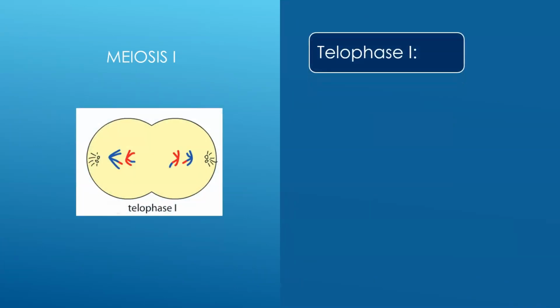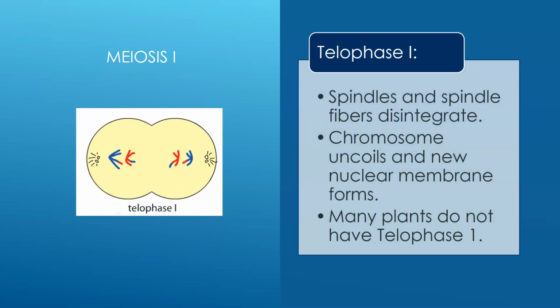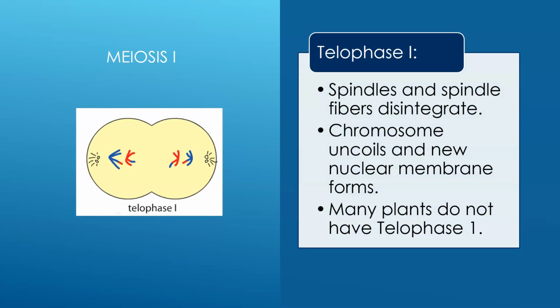And then during the telophase, so telophase 1, remember, we're still in meiosis 1, those spindle fibers disintegrate, the chromosomes uncurl, and new nuclear membranes form. Many plants do not actually have a telophase 1, okay? They just go straight into meiosis 2.